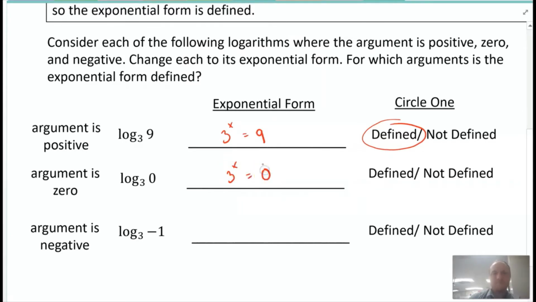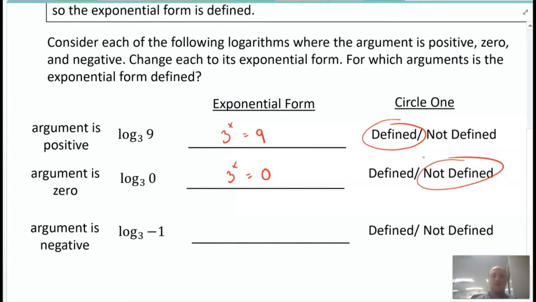Now, if our argument is 0, all of a sudden I have 3 to the power of x is equal to 0. Well, think about this. Can an exponential function ever be 0? Well, no, it has a horizontal asymptote at 0. There's no value of x I can plug in that will get the outputs to 0. So this is not defined.